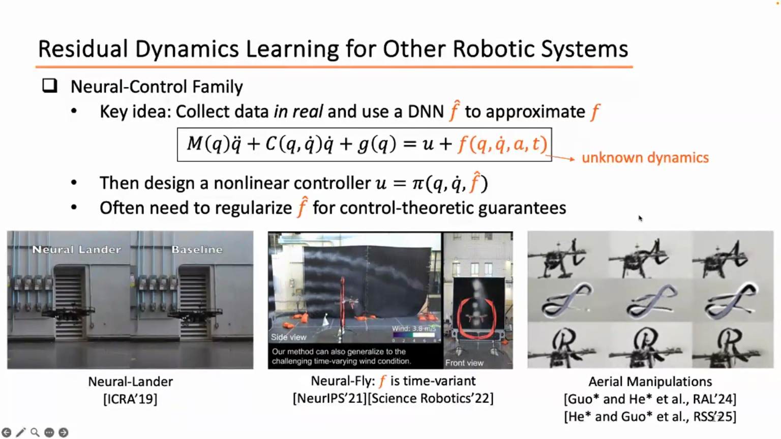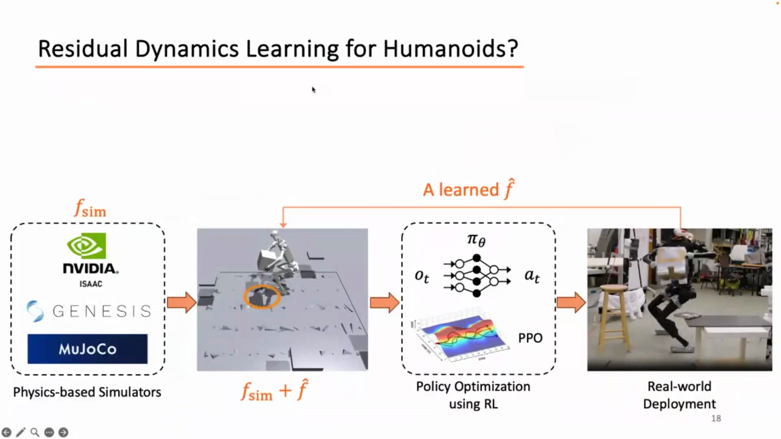So how about humanoids, right? How about learning a residual world model, residual dynamics for humanoids? Meaning that, again, we learn a residual function F hat, we put it into the simulator. The new simulator is going to be F sim plus F hat, right? And you train a policy using F sim plus F hat. This is basically some sort of model-based RL. And if you're familiar with Dyna, this is basically what Dyna does. You learn a model, and you perform model-free RL by treating the learned model as a simulator.